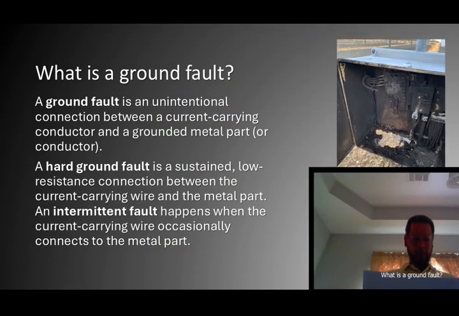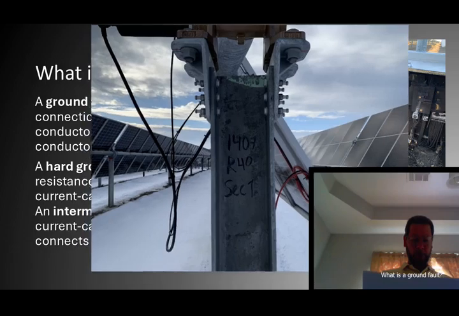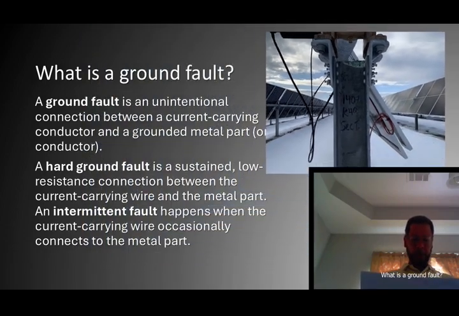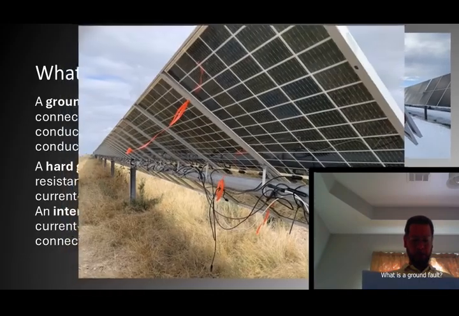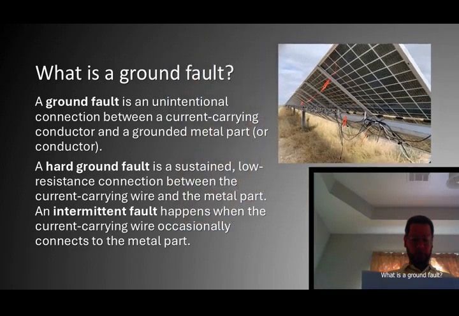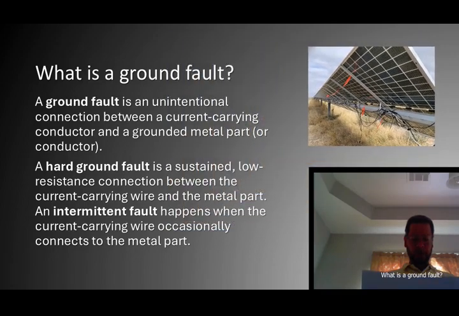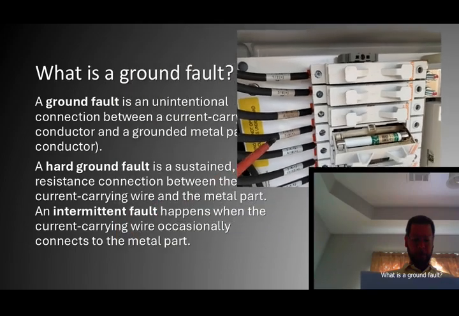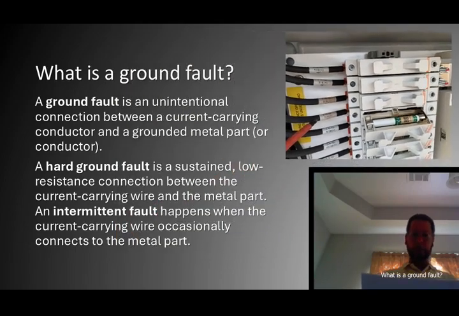An intermittent fault is more challenging to locate. It happens when the current carrying wire occasionally connects to the metal part. A connection can happen during a rainstorm where there is less resistance, or when the tracker moves into a specific position. Over time, an intermittent ground fault may turn into a hard ground fault.